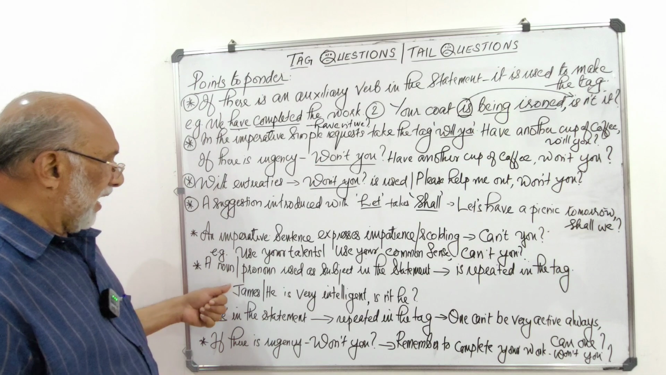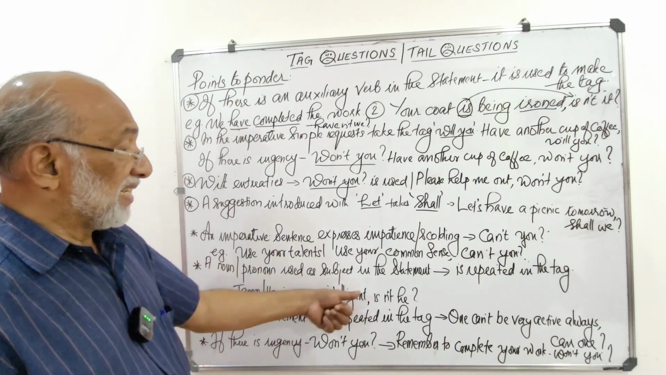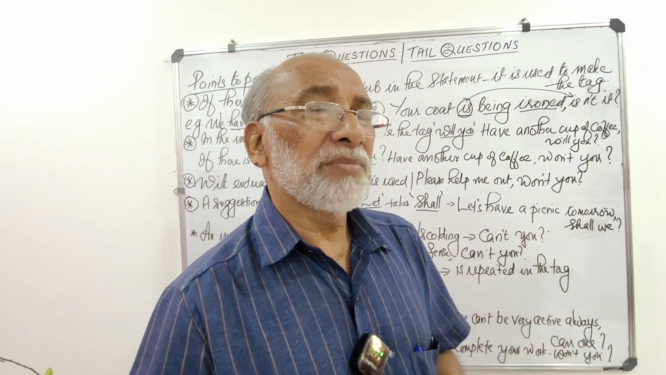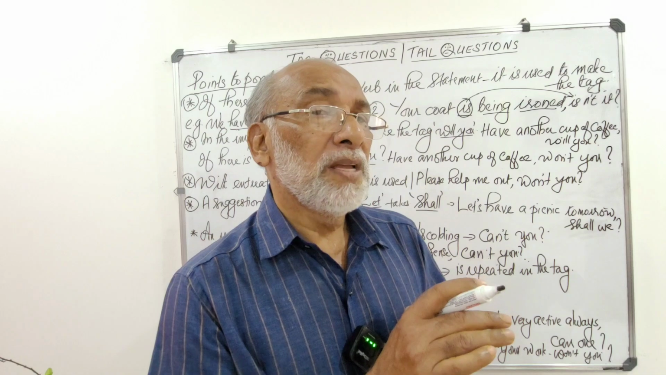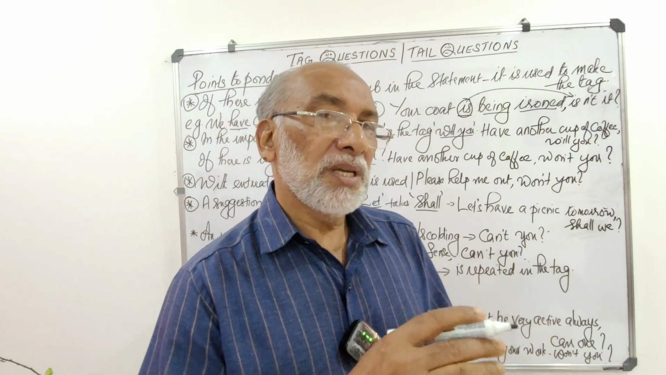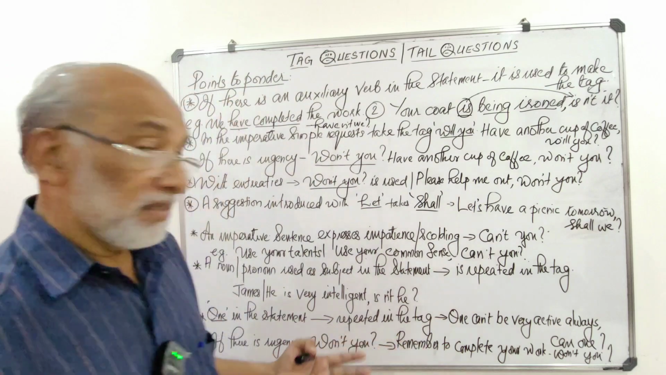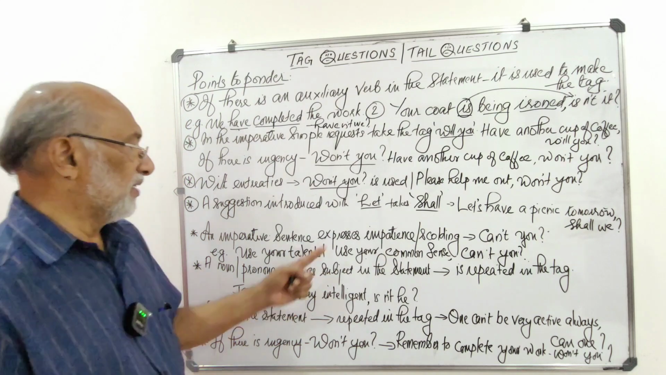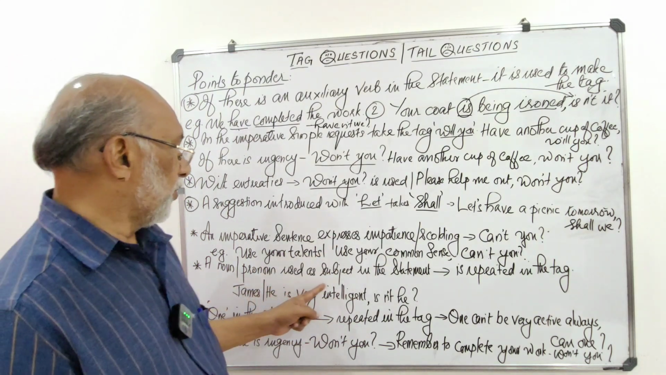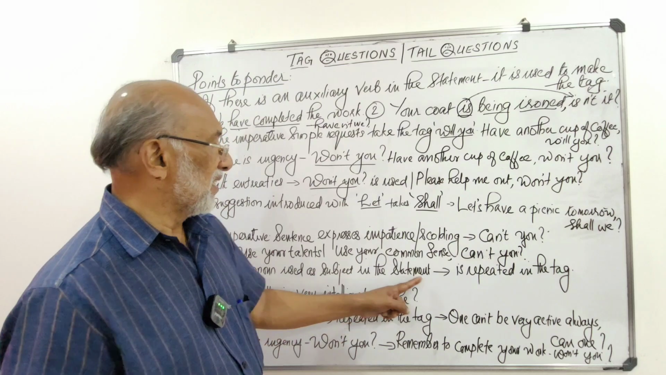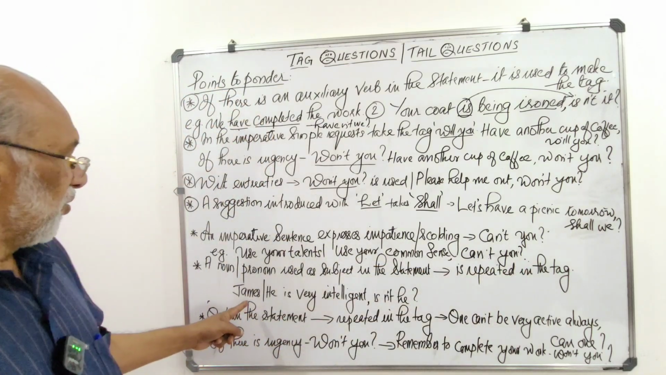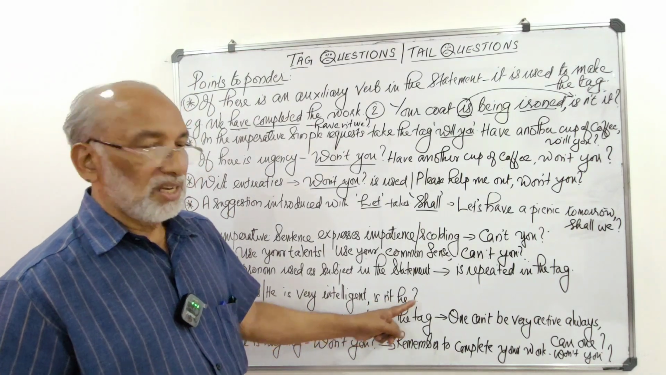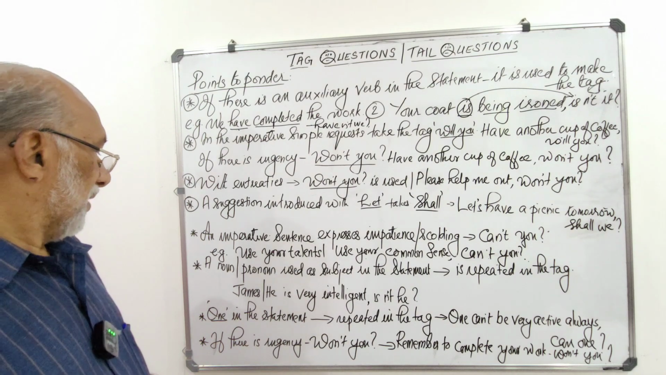Then another one, a noun or a pronoun used as the subject in the statement. The subject can be a noun or a pronoun. Sometimes maybe the name of a particular person, he or she. Then we use he or she in the tag. A noun or pronoun used as subject in the statement is repeated in the tag. James is very intelligent, isn't he? He is very intelligent, isn't he? Both cases we can use isn't he.